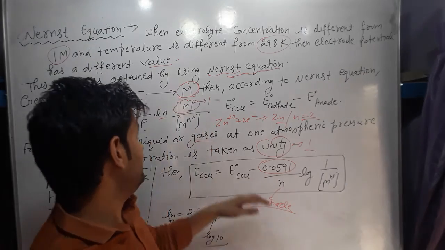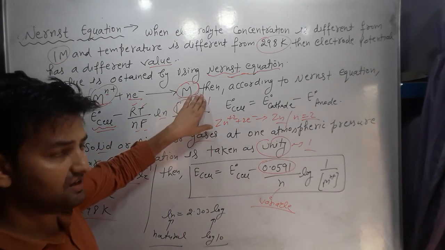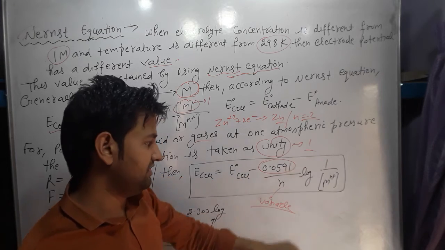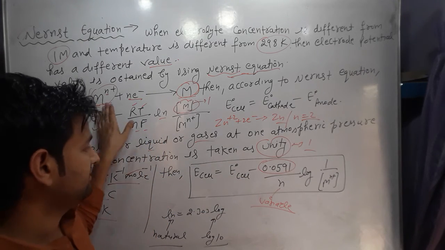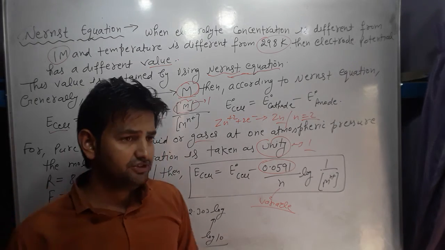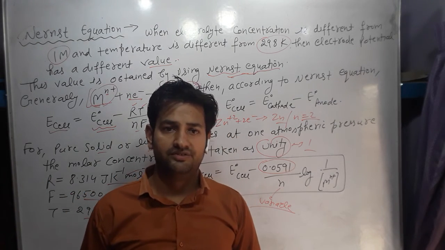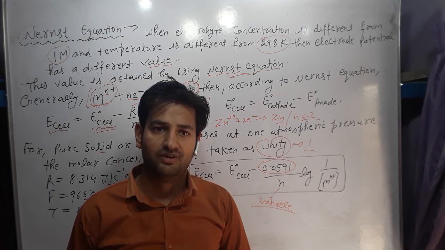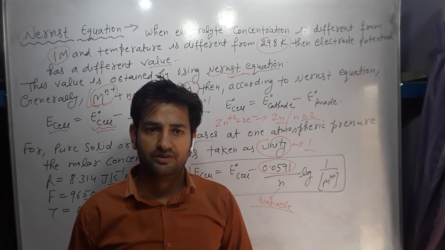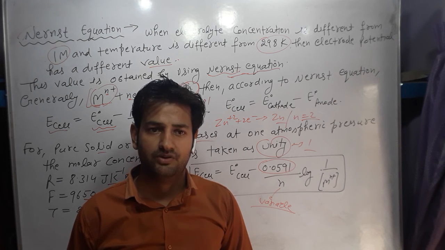If there are also ions present on the product side, then we write their concentrations here in the numerator, and the concentrations of reactants are written in the denominator. This is a very important concept for the numerical portion as well as the theoretical portion. Thank you students. We will continue our unit in the next video lecture. Thank you.